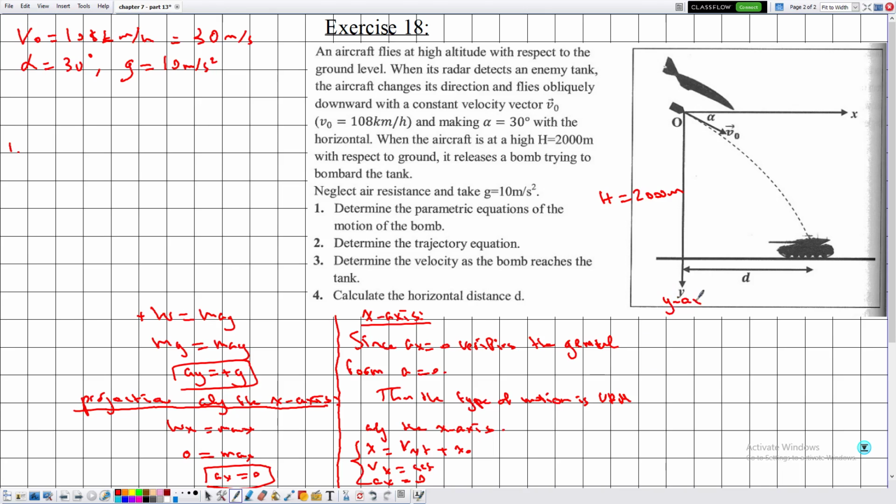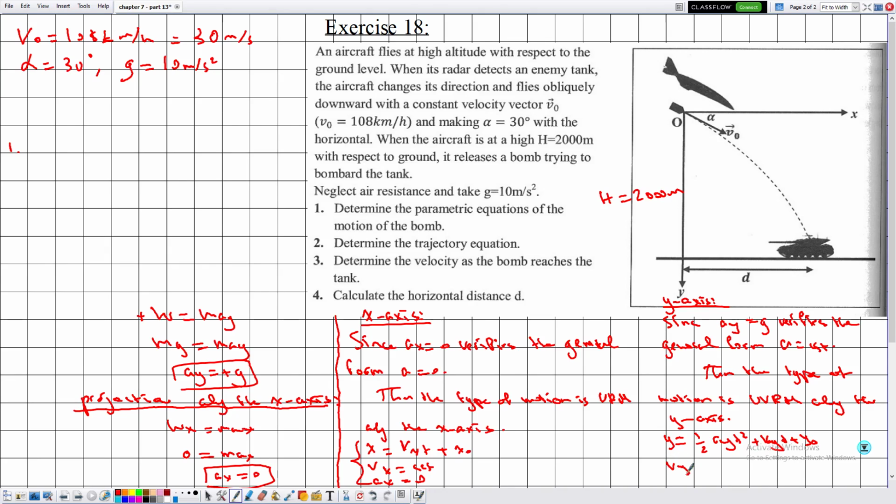Now as for the y-axis, since a_y is equal to g verifies the general form, a is equal to constant, then the type of motion is UVRM along the y-axis, which means that the equations of motion are given by y is equal to half a_y t squared plus v_0y t plus y_0, v_y is equal to a_y t plus v_0y, and a_y is equal to a constant, which is g.